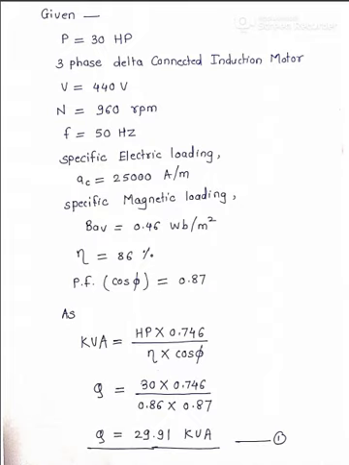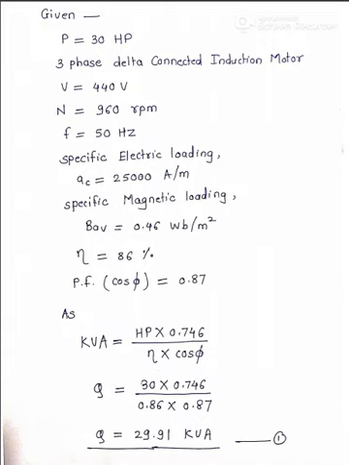It is a 3-phase delta connected induction motor. Then voltage is given as 440 volt. Speed is 960 rpm. Frequency 50 Hz. Specific electric loading ac is 25,000 ampere per meter. Specific magnetic loading B average is 0.46 Weber per meter square. Efficiency is given as 86%. Power factor, nothing but cos phi, is given as 0.87. So these are the given quantities mentioned in the problem. By using these quantities, we will move on to finding the capital Q value, C naught and NS.